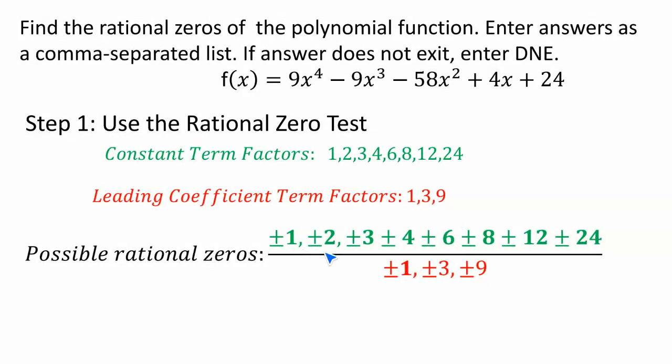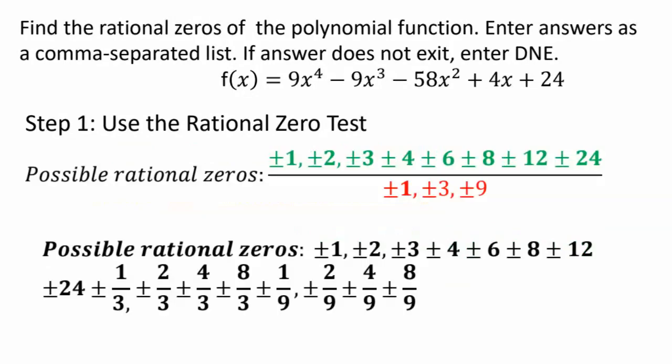Now I need to divide 1 divided by 1, 2 divided by 1, 3 divided by 1, 4 divided by 1, and so on. 8 divided by 1, 12 divided by 1, 24 divided by 1. Then we start with 1 divided by 3, 2 divided by 3. 3 divided by 3 is 1, so you don't have to write it again. 4 divided by 3, and so on. And then we go 1 divided by 9, 2 divided by 9, and so on. And so my list is going to look like this.